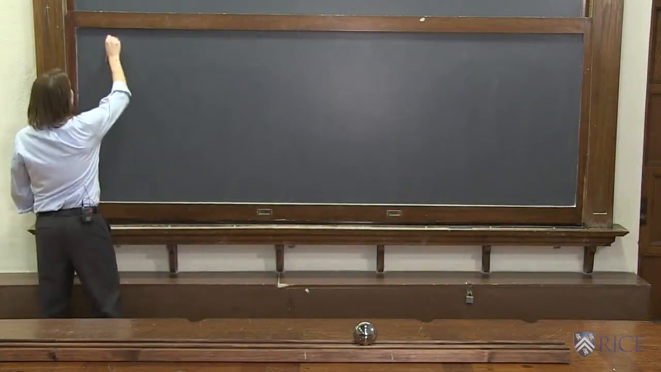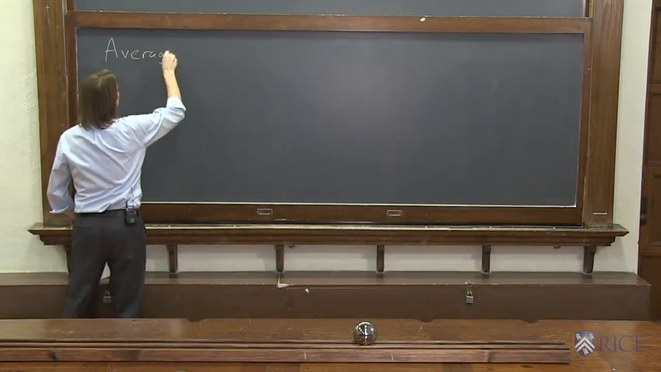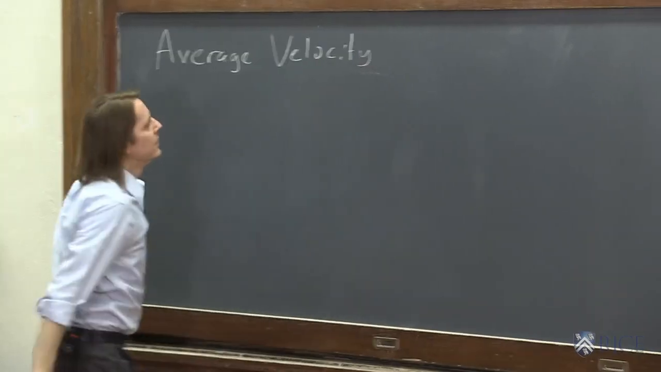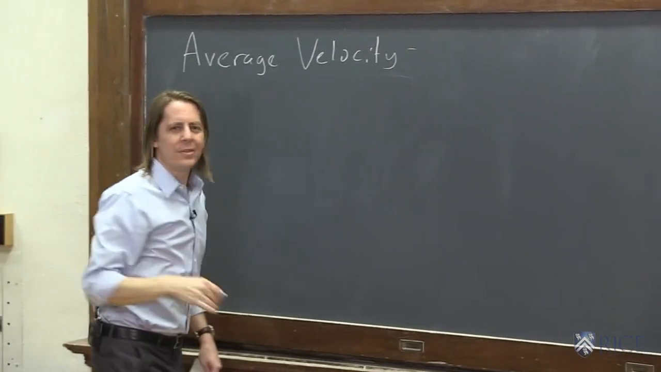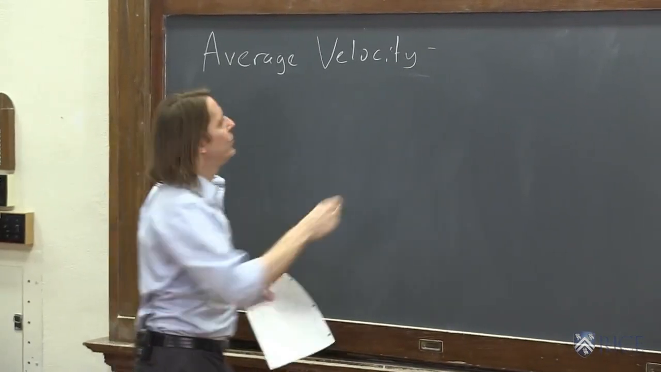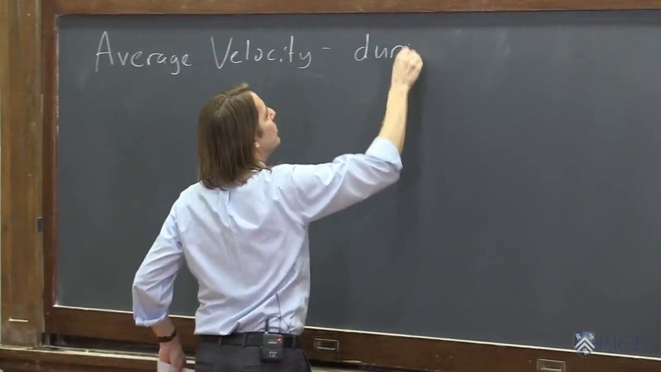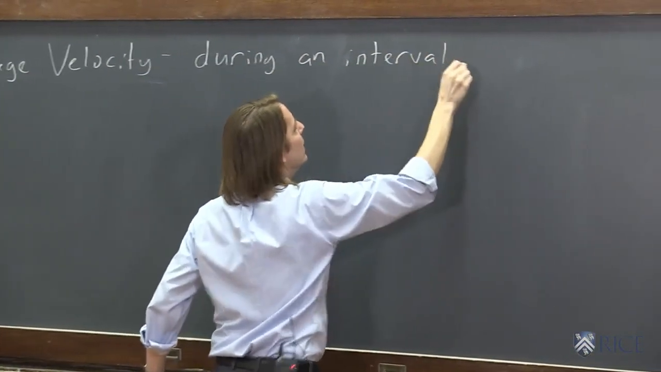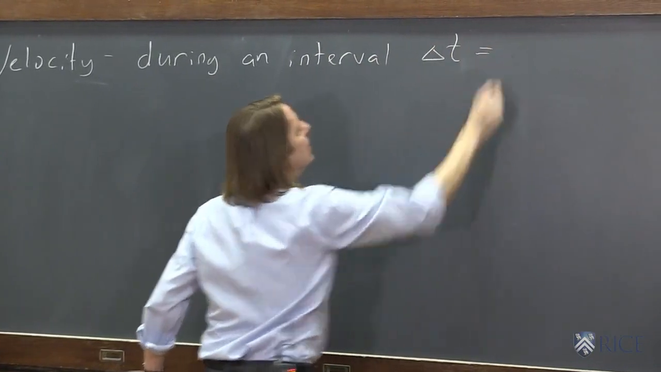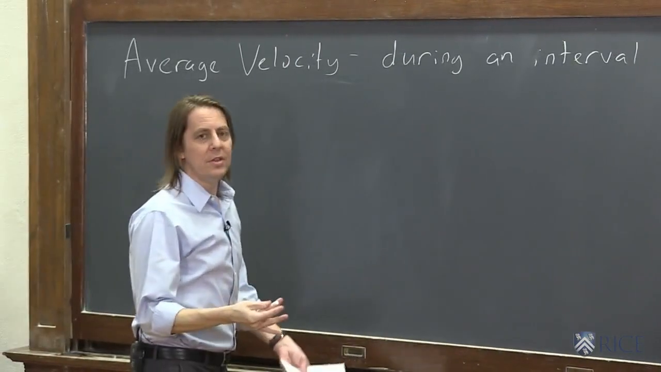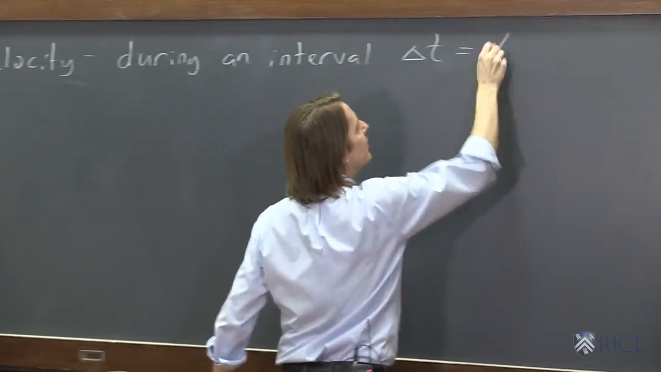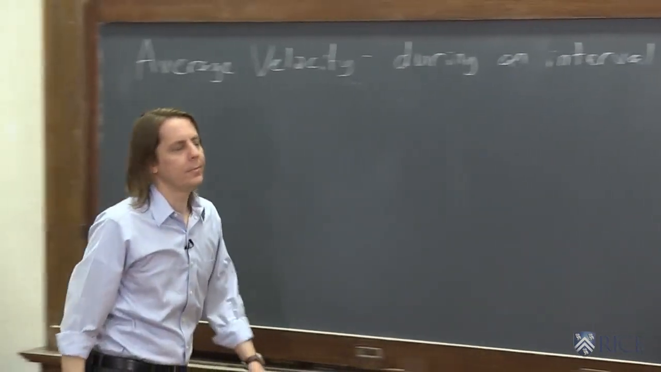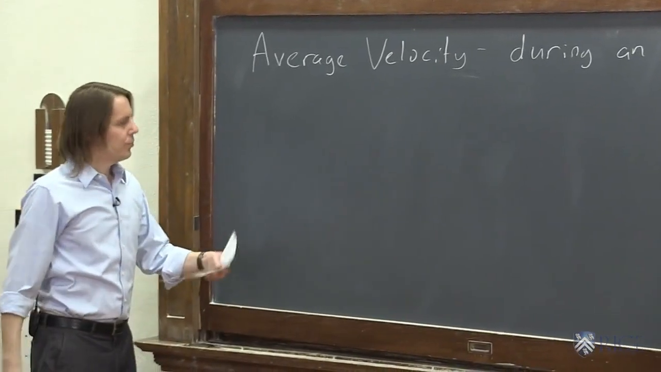Now we're going to talk about average velocity. And we're going to talk about it just during an interval delta t. You'll see why, but it depends on an interval. Delta t, and just like displacements in position, delta t just means some final time tf minus some initial time ti. Okay? So let's just go for it here and define it.